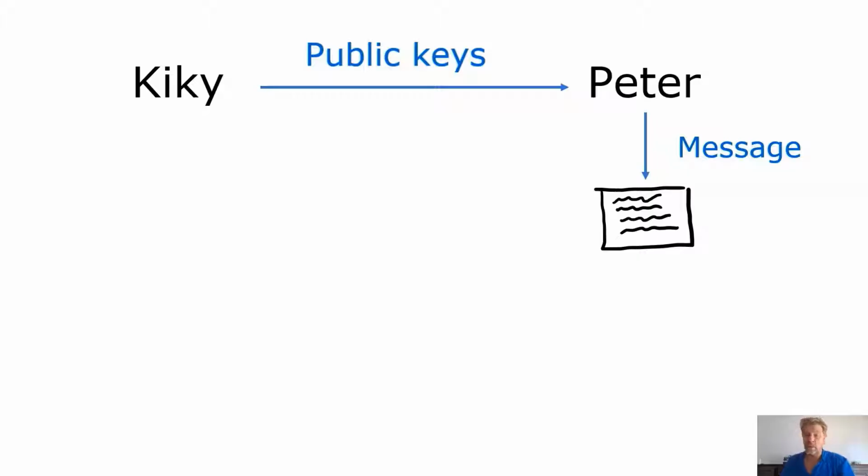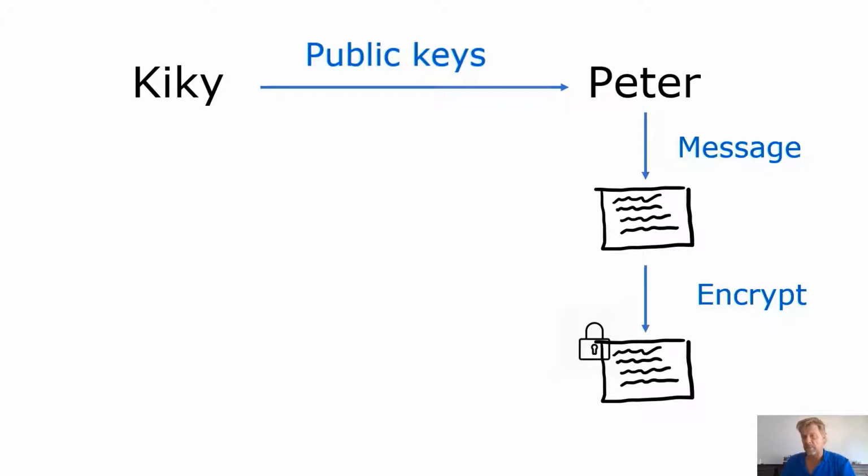How does RSA encryption work? You have two persons, Kiki and Peter, and Kiki wants Peter to send her an encrypted message. In order to do so, she sends Peter the public key of the encryption algorithm. Peter now writes a message, can be a mail, can be a letter, can be a Word document. And after he has written that message, he encrypts it using the encryption key, which is a part of the public key.